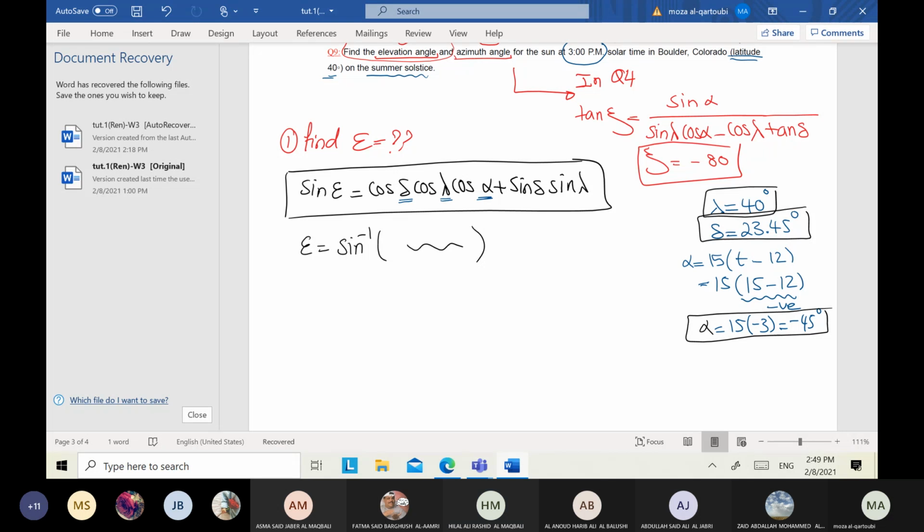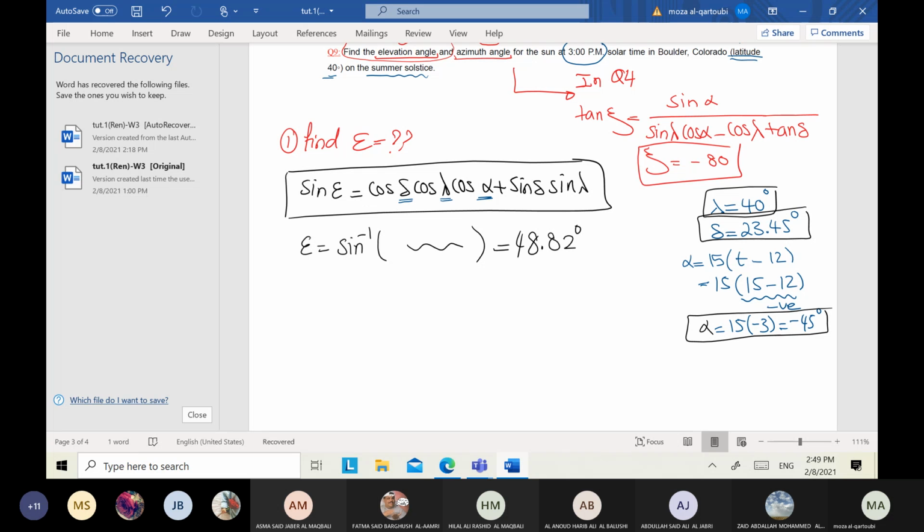It must be in degrees. The answer is 48.82. This is the angle of epsilon, the elevation angle, equal to 48.82, in degrees, yes, in degrees.